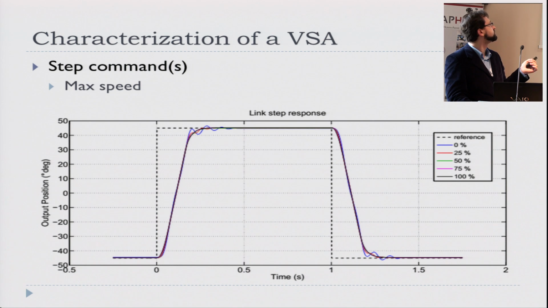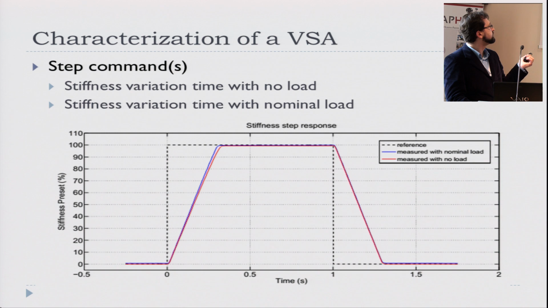So this is the kind of response that you get. As you can see, you can have a little oscillation. It changes a lot depending on what system it is. This is again the system from DLR, and this is a link step response to the first experiment that I described. So you have the output position and time here, while this is the time to change the stiffness, the stiffness percent. You see that the two curves are slightly different because the blue one is made with the nominal load and the red one is made with no load.